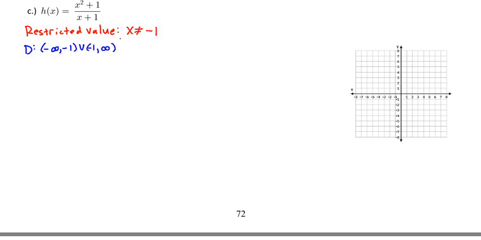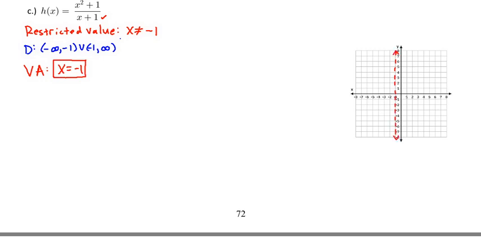So our domain comes in two intervals. We'll expect two branches to the graph. Now, that restricted value, x equals -1, comes from a non-removable factor in the denominator. Because it's non-removable, that gives rise to a vertical asymptote. So the equation of our vertical asymptote would be x equals -1. Let's go ahead and sketch that on our graph.